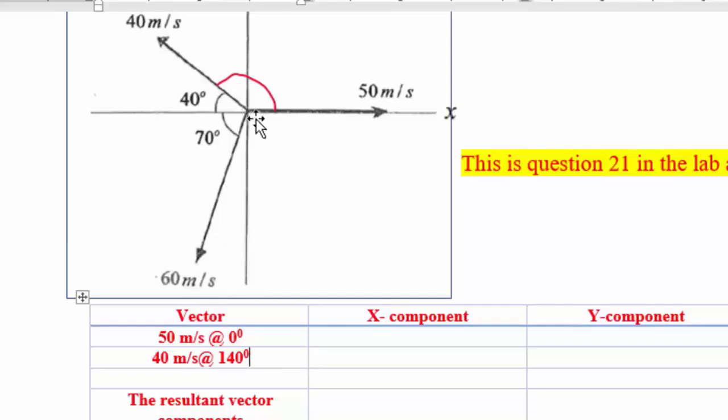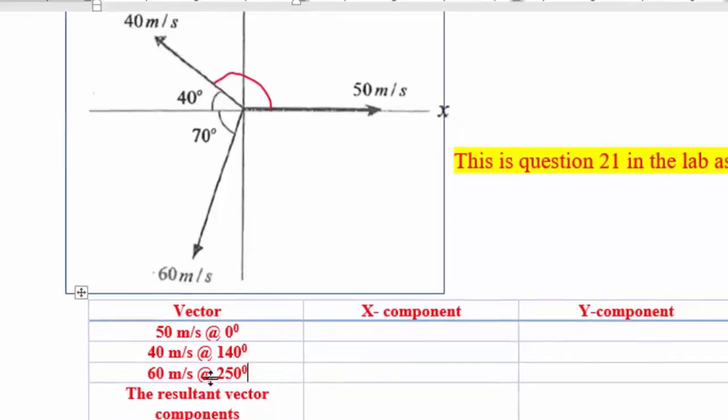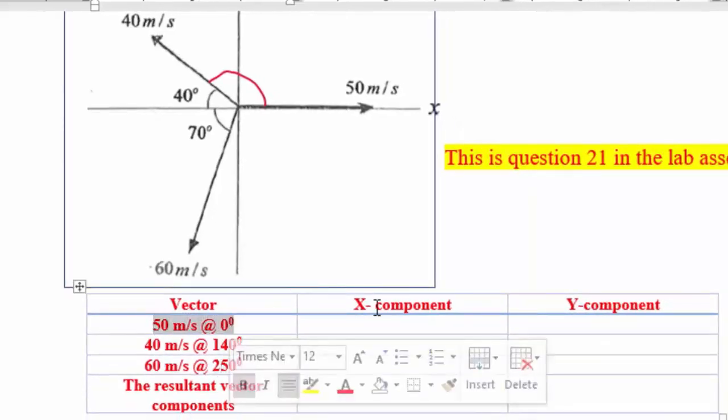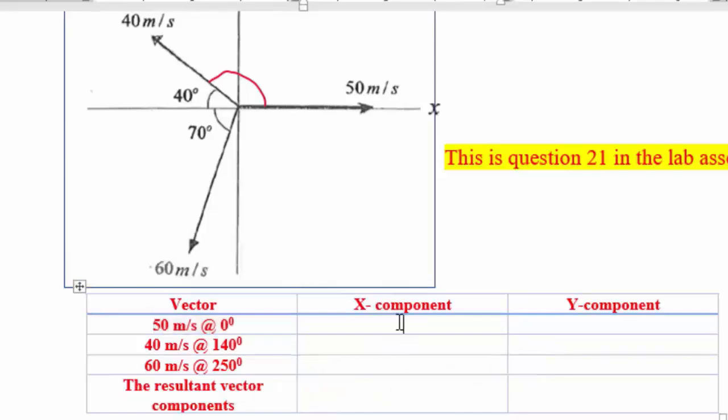The third vector is 60 meters per second, and it's at an angle of 180 plus 70, because it's in the third quadrant. So we have to add 180 to the related angle. So 70 plus 180 will give you 250 degrees. So now we wrote the three vectors in the format of magnitude and direction. We'll go ahead and find the x component of each vector.